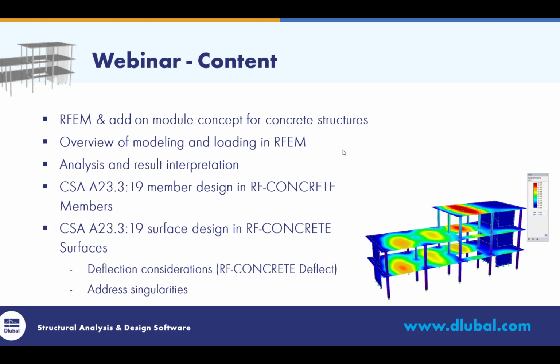We'll move into our second add-on module, which is RF Concrete Surfaces. This allows us to do surface design, including slabs and walls, also according to the CSA. Within RF Concrete Surfaces, we will consider deflection checks, and this is using the add-on module extension RF Concrete Deflect. And finally, I'll show you how you can address singularities which may occur in any finite element analysis program.